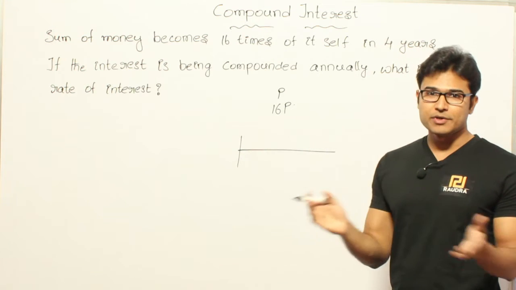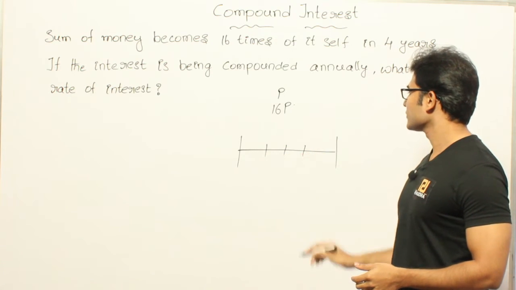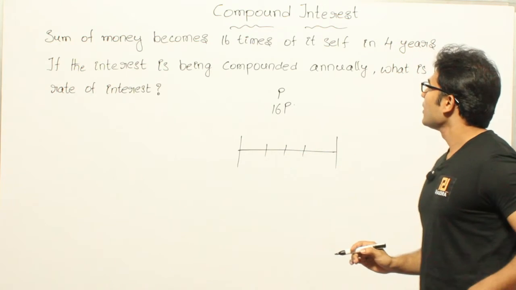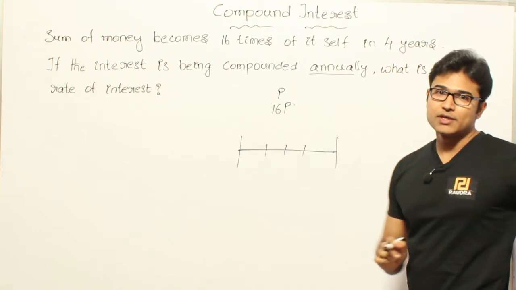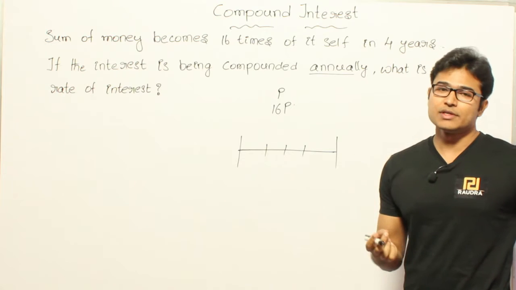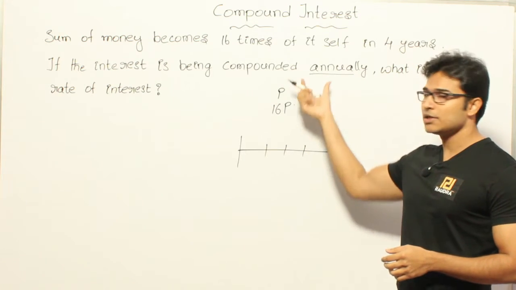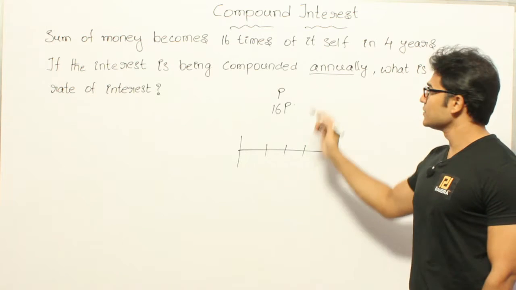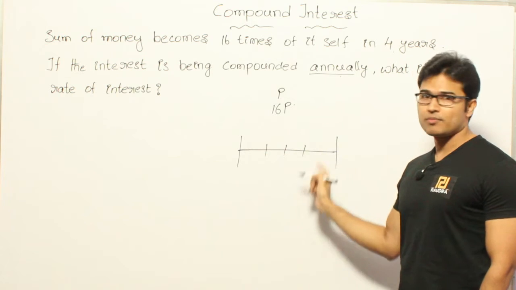In the total time period, we have 4 parts, 1, 2, 3, 4. Let us say we have 4 parts. Why 4 parts? Because they are saying that it is compounded annually. That is why 4 parts. Always remember this. The total time period you have to divide into slots depending on when it is being compounded. Since it is compounded annually and it is 4 years, that is why I have got 4 parts.